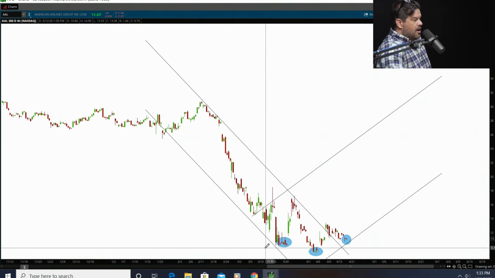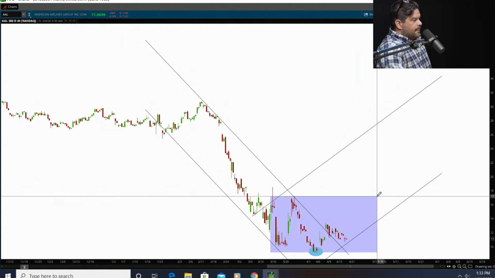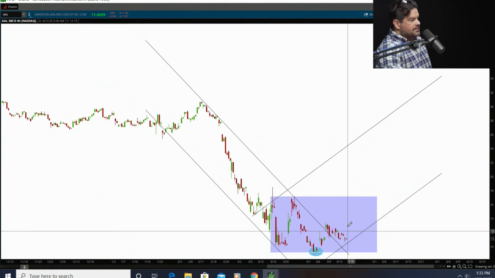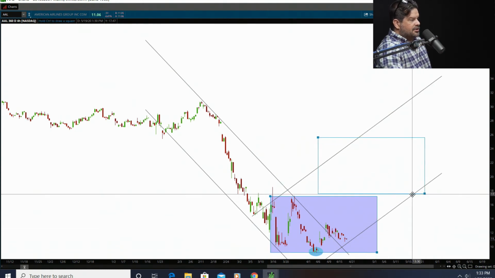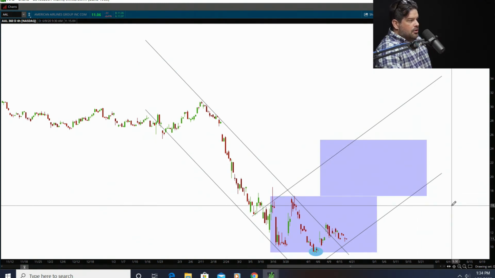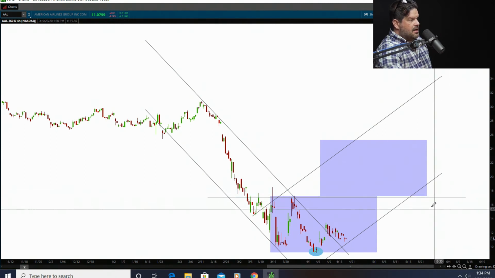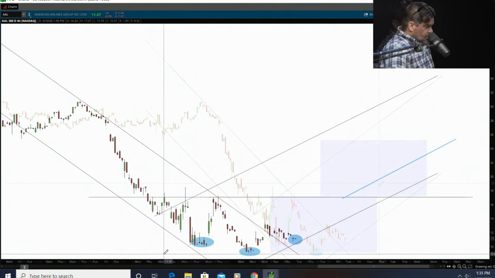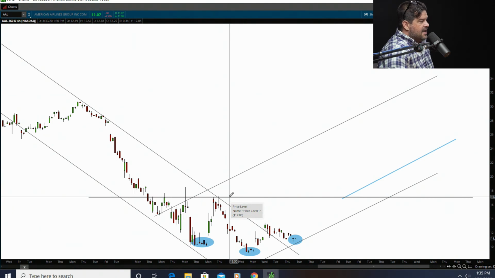If we take from the head down to the neckline, the question is, are you going to buy here and duplicate this box and have a target all the way up to $25, or are you going to wait until you break the neckline here at $17 and take your price target up to $25?